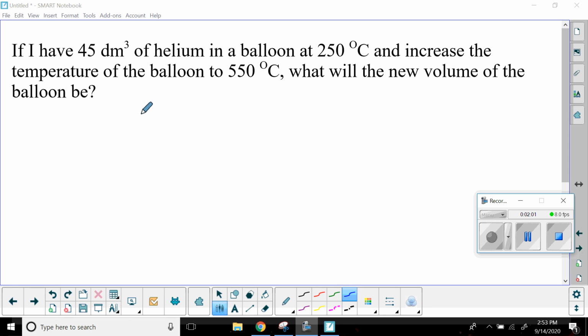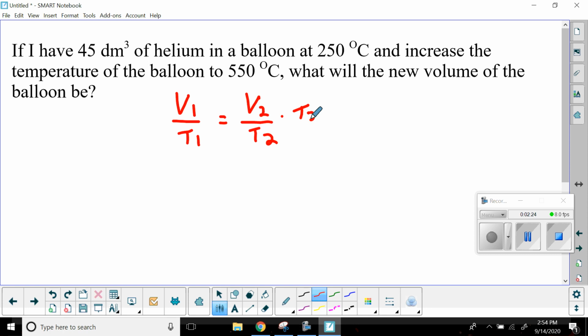So here we go. What I'm going to do here is set up Charles' law. I know I've got initial volume divided by initial temperature equals final volume divided by final temperature. And my goal is to find the new volume, so I'm going to isolate V2. To do that, I multiply both sides by T2. So I'll get this expression equaling V2.